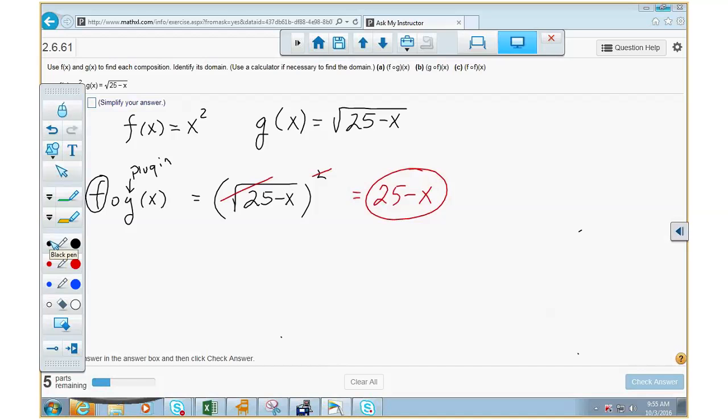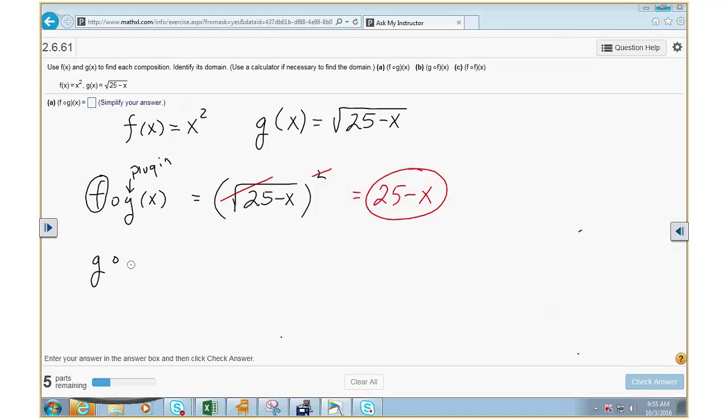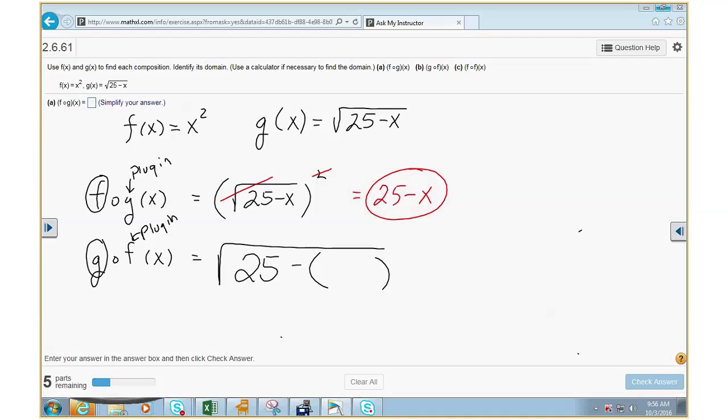G composed of f means that we're gonna rewrite g with a big set of what? And we're gonna plug in what? X squared. And since this is the difference of two squares, which would be 5 plus x, 5 minus x, I'm gonna leave it like that.